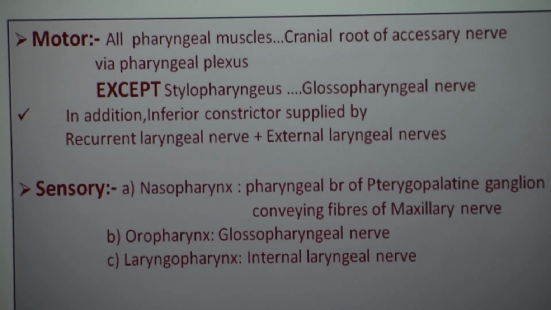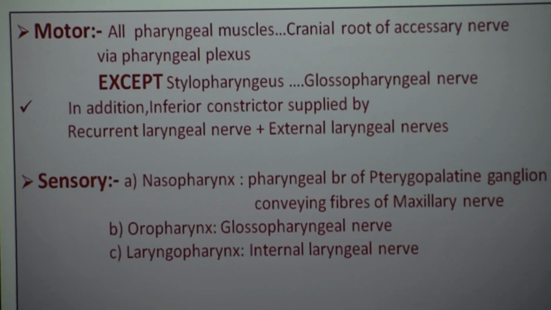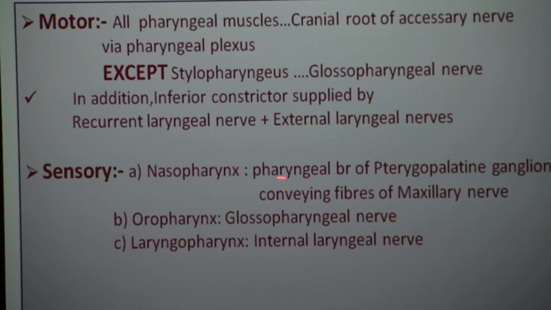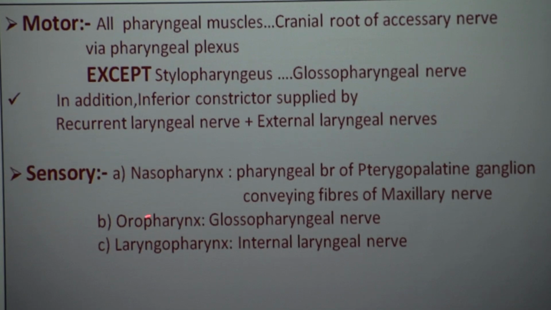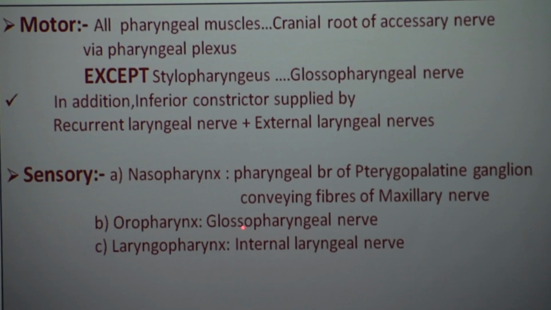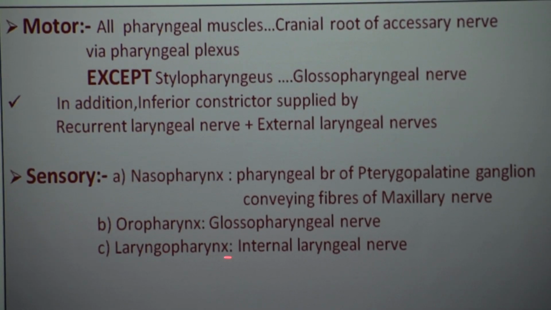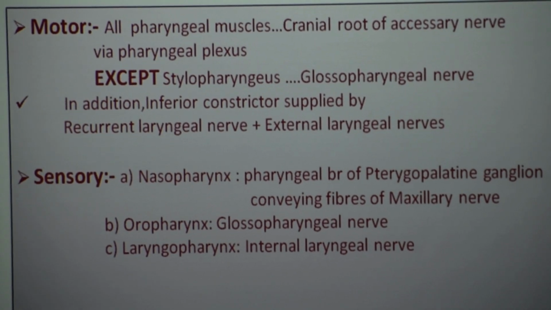Now sensory nerve supply of all the three parts of the pharynx. Nasopharynx is supplied by the pharyngeal branch of the pterygopalatine ganglion via the maxillary nerve. Oropharynx is supplied by the glossopharyngeal nerve. Laryngopharynx is supplied by the internal laryngeal nerve.